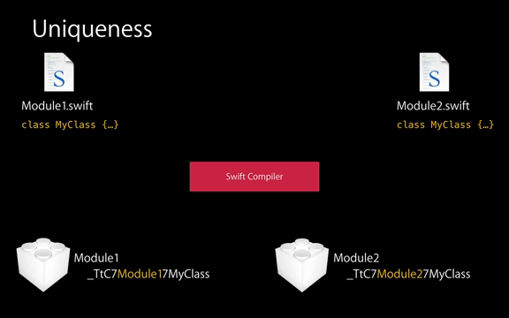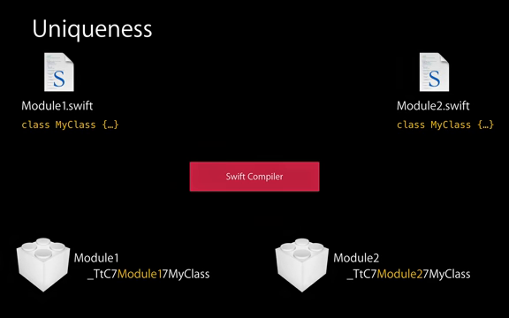There's a little price to pay. Now if I actually look at the screen and see what the name of the class became at link time, it's called underscore, uppercase T, lowercase t, uppercase C, 7, Module1, 7, MyClass. And that's just for declaring a class.